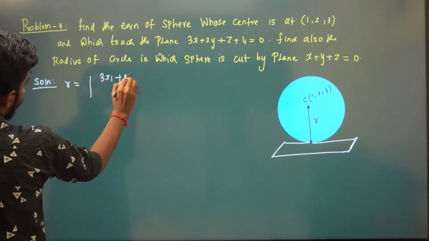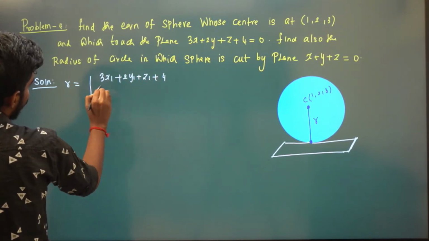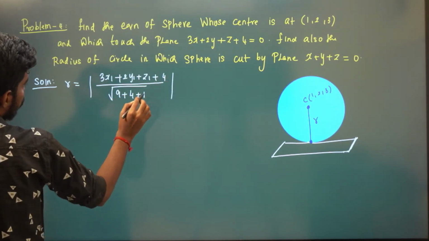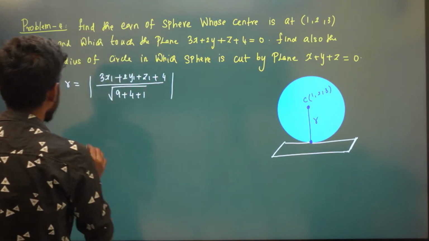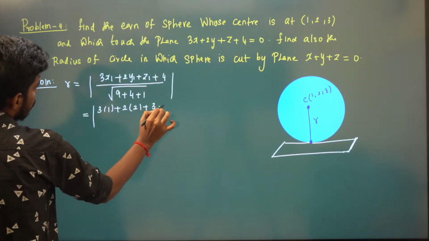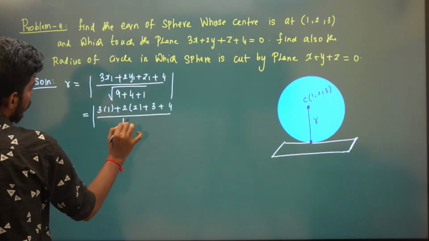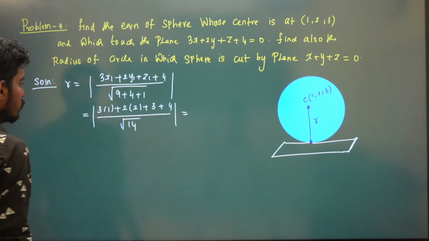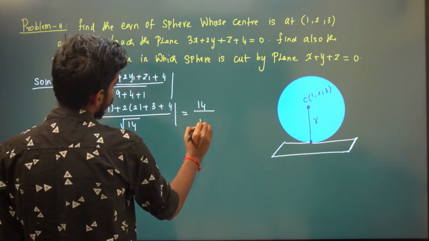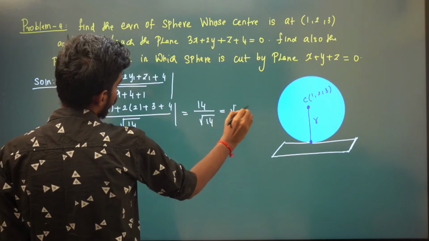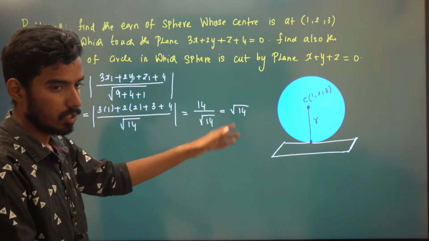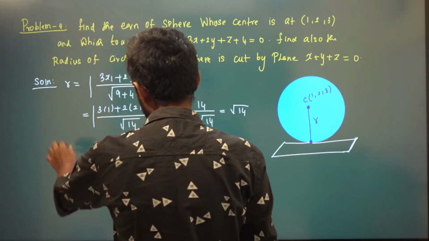So you will have (3x1 plus 2y1 plus z1 plus 4) divided by root of 9 plus 4 plus 1. Here x1, y1, z1 is 1, 2, 3. So 3 into 1, 2 into 2, plus 3 plus 4, divided by root 14. So 3 plus 3 is 6, 6 plus 4 is 10, 10 plus 4 is 14. So 14 by root 14. I can write 14 as root 14 times root 14, so one root 14 will get cancelled. So the radius is root 14.